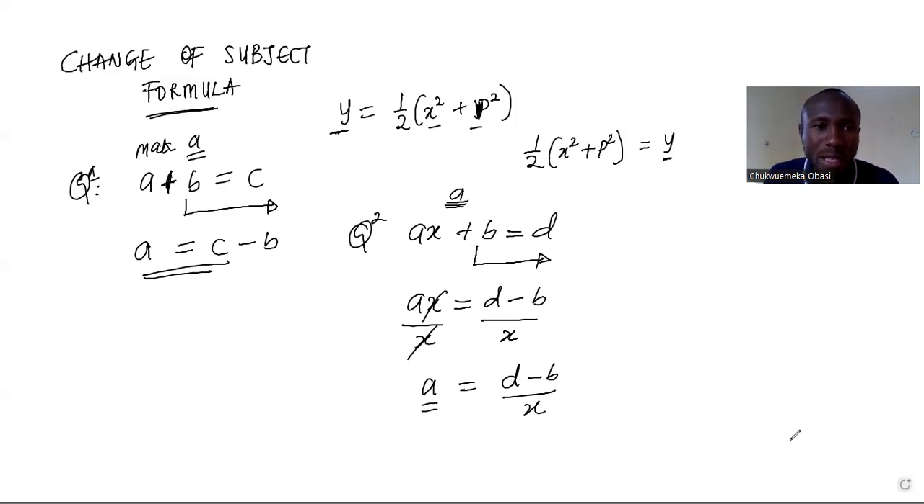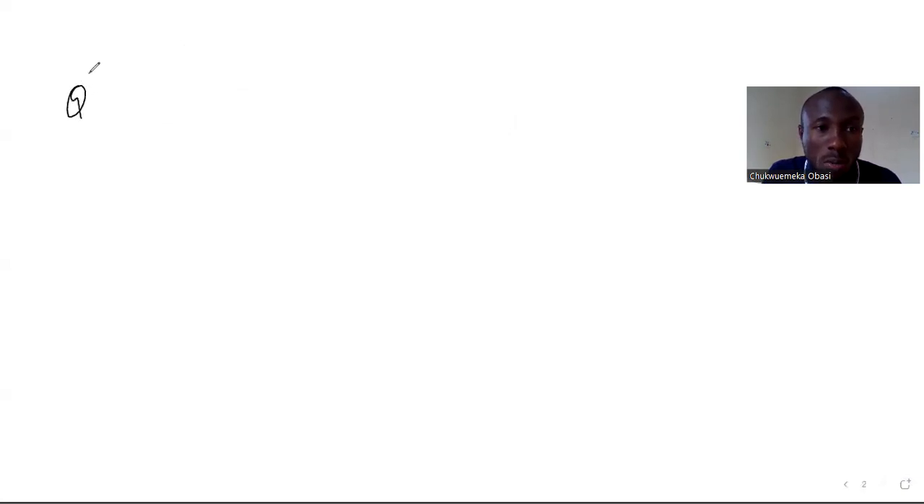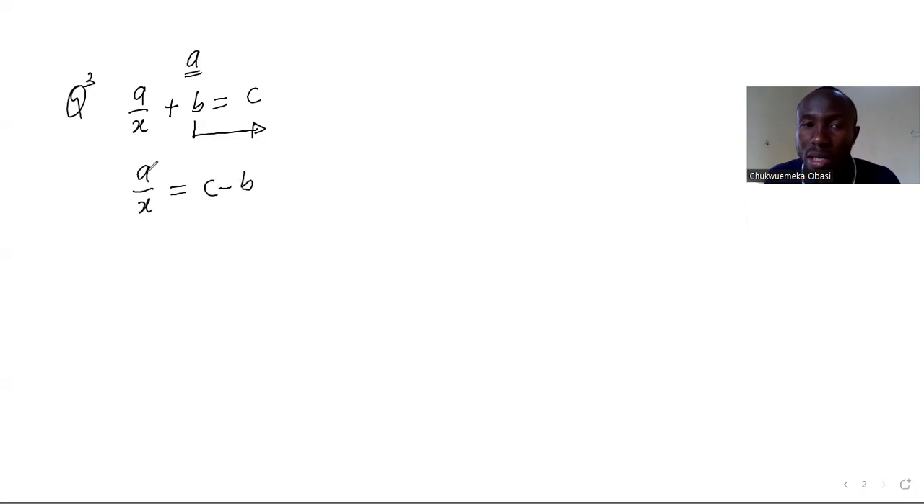Let us go to example 3 or question number 3. We have A over X plus B is equal to C, and we want to make A the subject of this formula. Again, how do we do that? Now, the first thing you want to do is to take B to this side so that you have only A on the right-hand side. So you have A over X is equal to C minus B. And now, how do we remove this X from here?